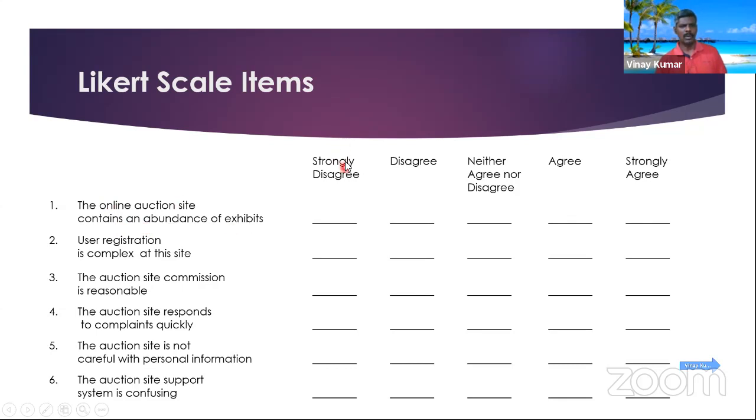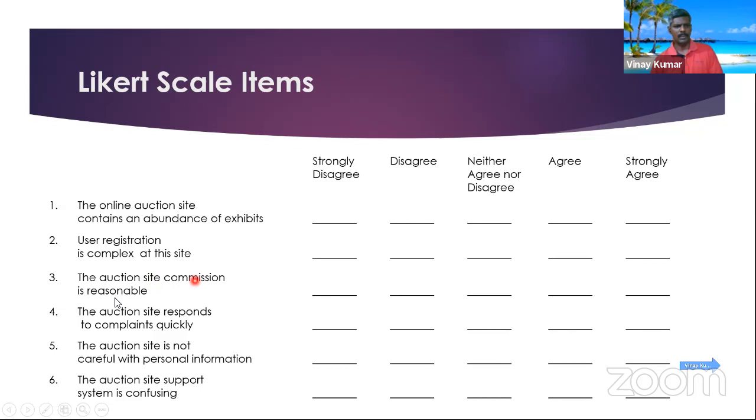A customer may strongly disagree, sometimes he may disagree, he may neither agree nor disagree, staying neutral. Sometimes he agrees, sometimes he strongly agrees. So we are trying to measure the attitude of the customer here, the perception of the customer, what he feels about the online auction site with regard to the abundance of exhibits. Then, user registration is complex at this site. Here we are trying to measure how user-friendly the website is. Some may disagree, some may agree. So we are trying to capture the customer attitude towards the user-friendly feature of the website.